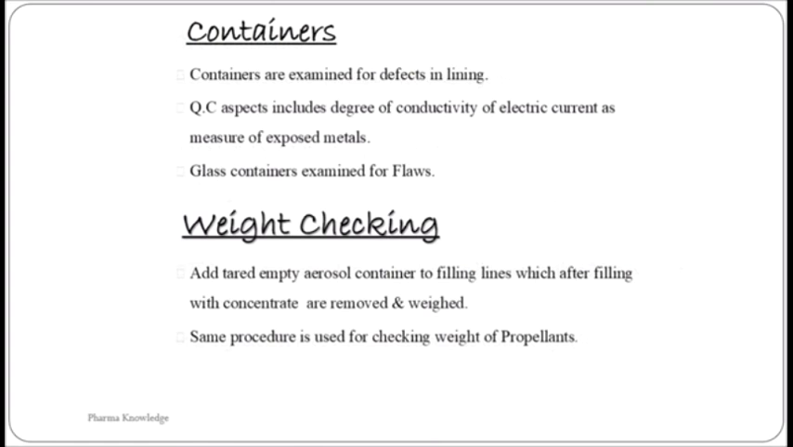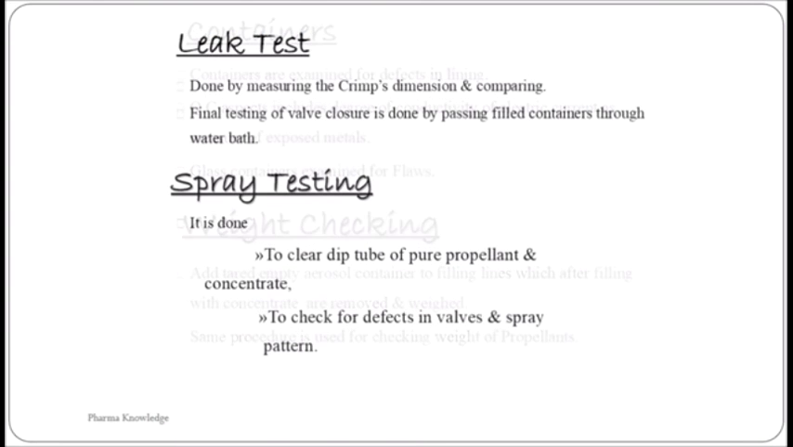According to DOT regulation, each completed container filled for shipment must be heated until its contents reach a minimum of 130 degrees Fahrenheit, or attain the pressure it would exert at this temperature, without evidence of leaking, distortion or other effects. The manufacturing process is of two types: the manufacturing of concentrate, and the addition of propellants.